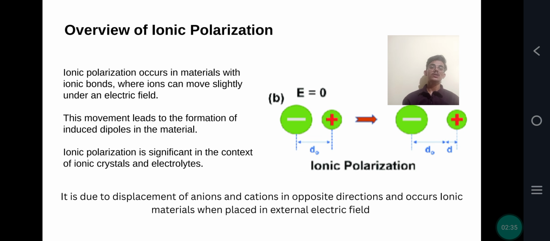Let's move on to ionic polarization. Ionic polarization occurs in materials with ionic bonds, where ions can move slightly under an electric field. This movement leads to the formation of induced dipoles in the material. Ionic polarization is significant in the context of ionic crystals and electrolytes. It is due to displacement of anions and cations in opposite directions and occurs in ionic materials when placed in an electric field.